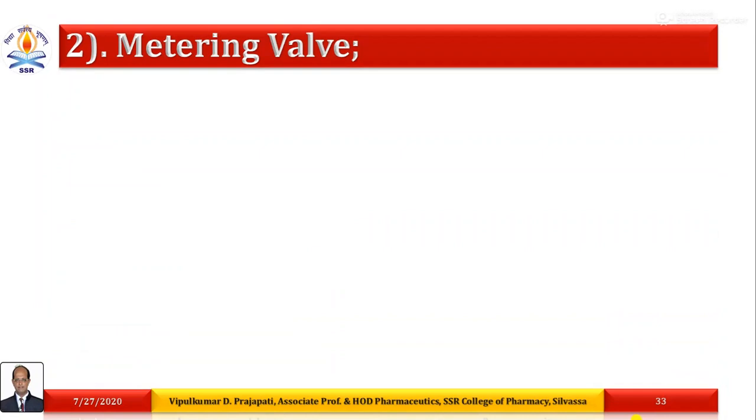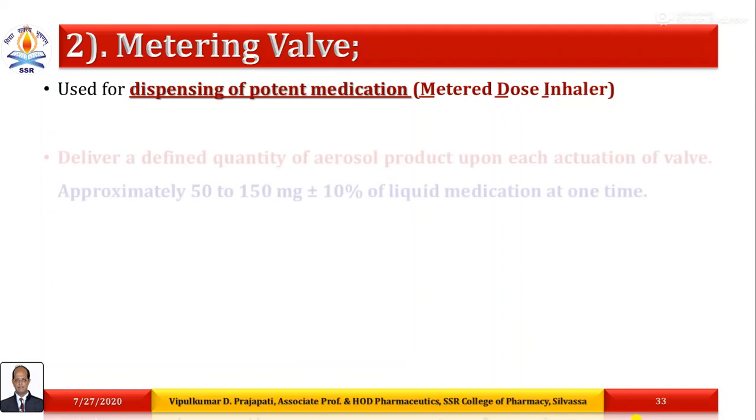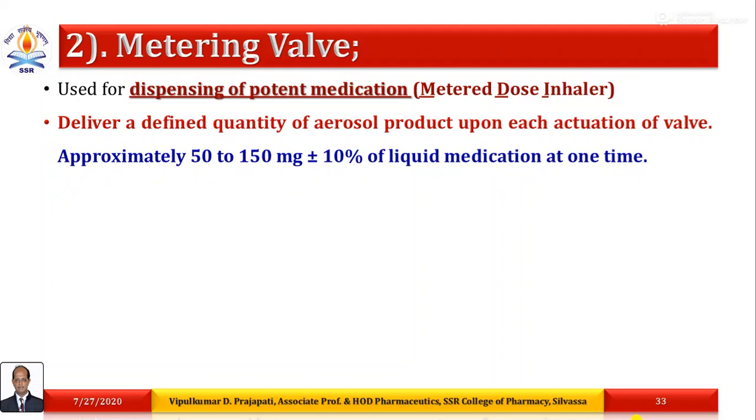Second type of valve is metering valve, used for dispensing of potent medication, which means it is widely used in metered dose inhaler type devices. It delivers a defined quantity of aerosol product upon each actuation of the valve. So after one press of the valve, it delivers a defined quantity of aerosol product, approximately 50 to 150 milligram plus or minus 10% of liquid medication at one time.